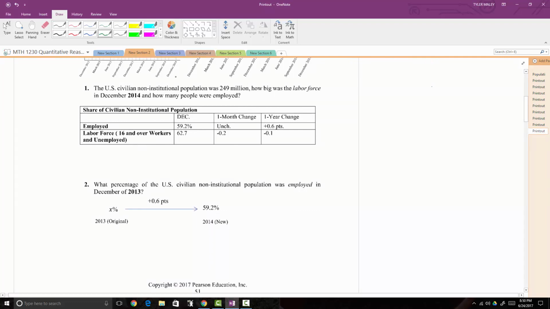So number one tells us the U.S. civilian non-institutional population was 249 million. How big was the labor force in December 2014, and how many people were employed?